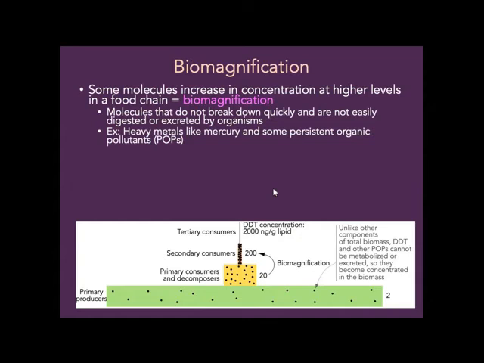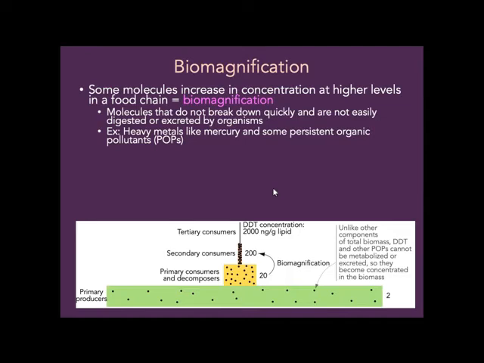Okay, we're going to talk about a similar looking pyramid with a completely opposite result. There is a phenomenon called biomagnification, and this represents the fact that some molecules will actually increase in concentration at higher levels in the food chain. Only particular kinds of molecules do this, molecules that don't break down quickly and can't be digested or excreted by organisms.